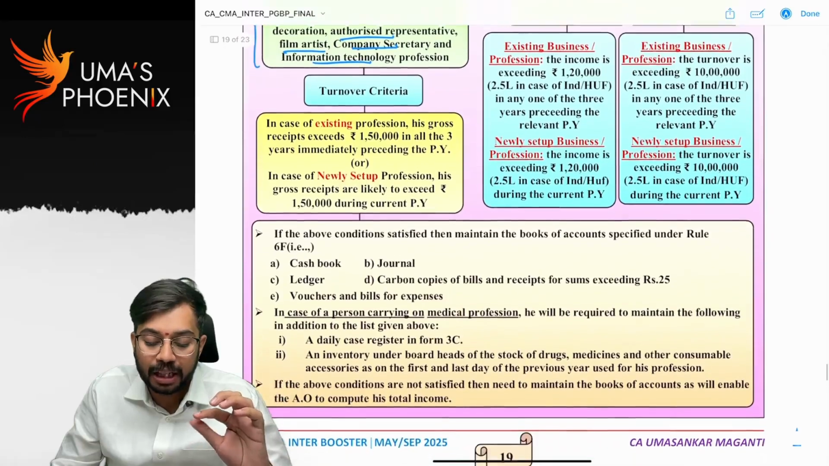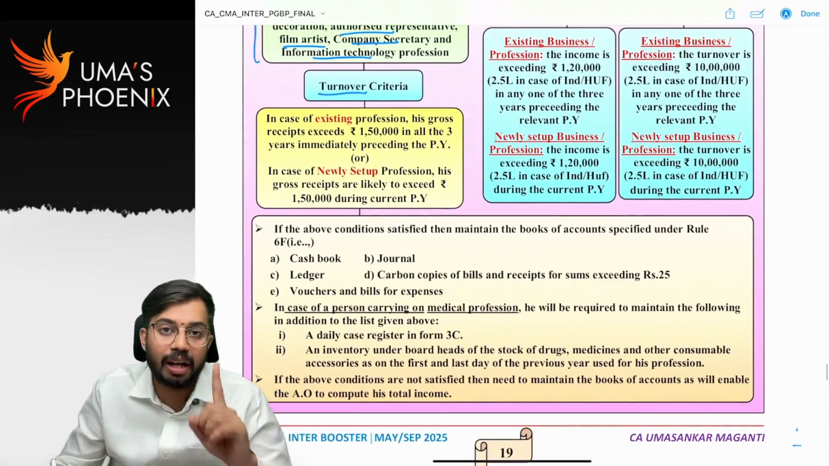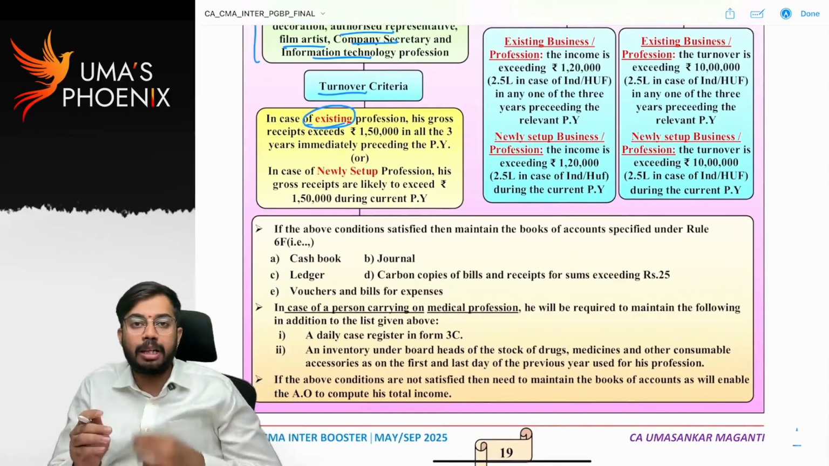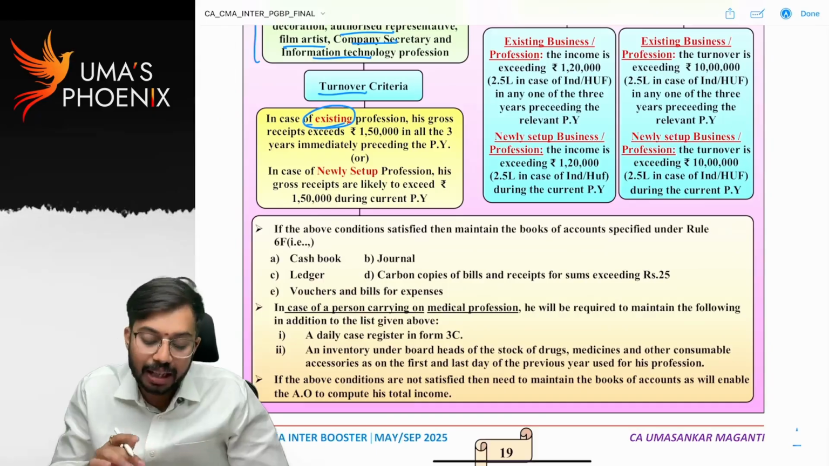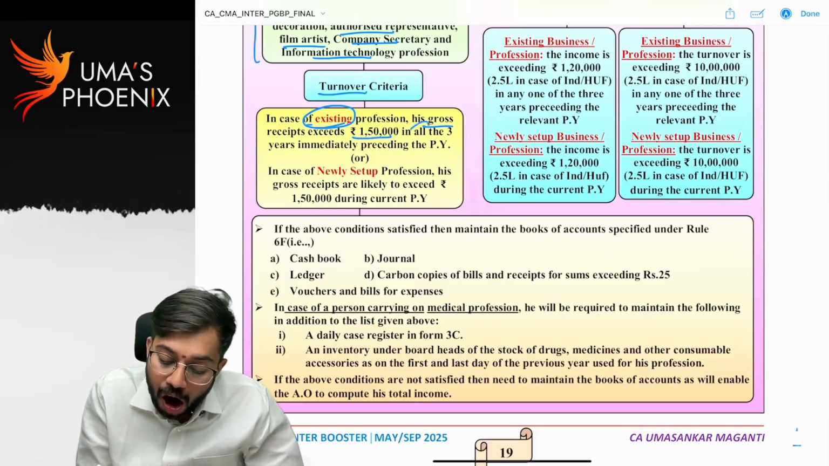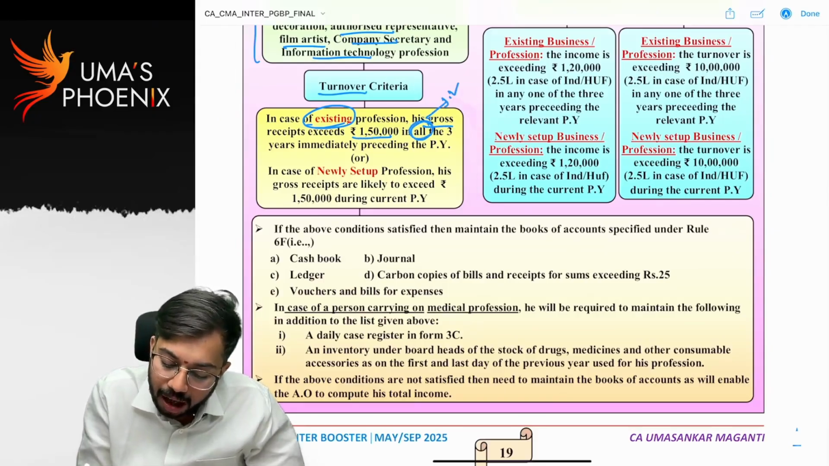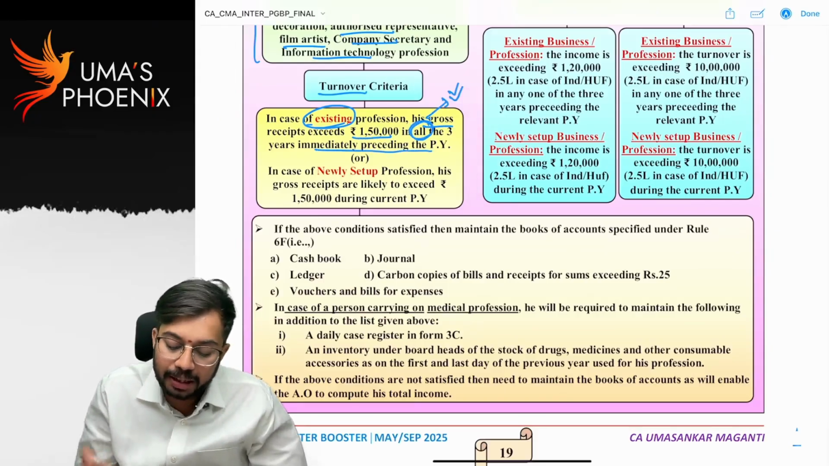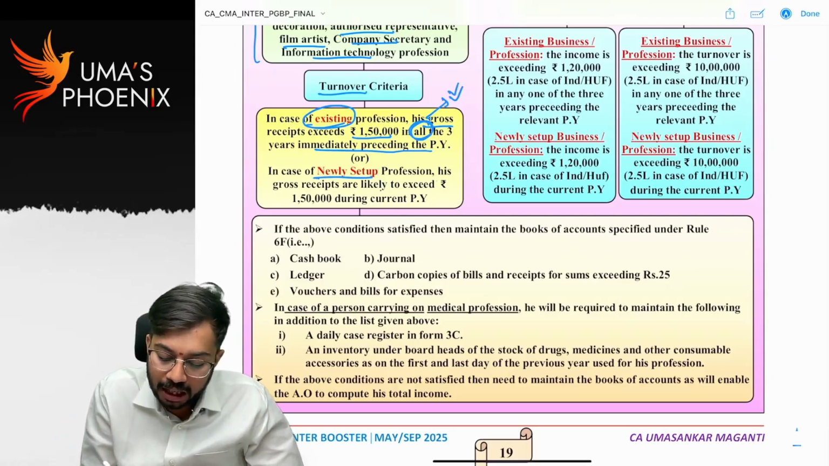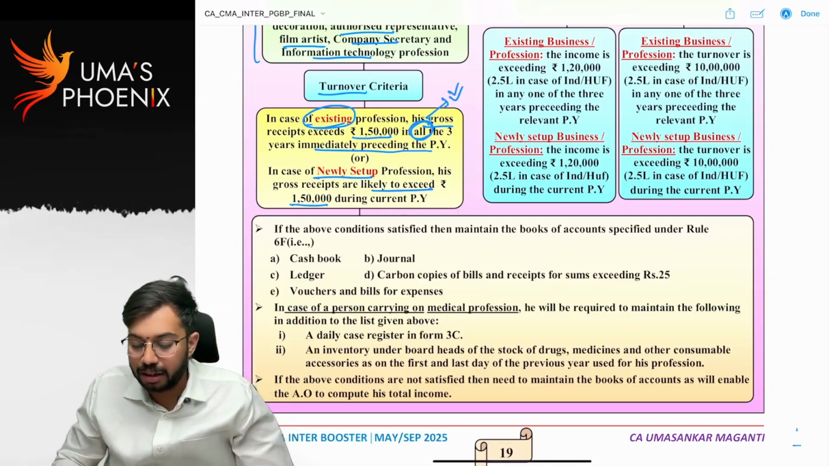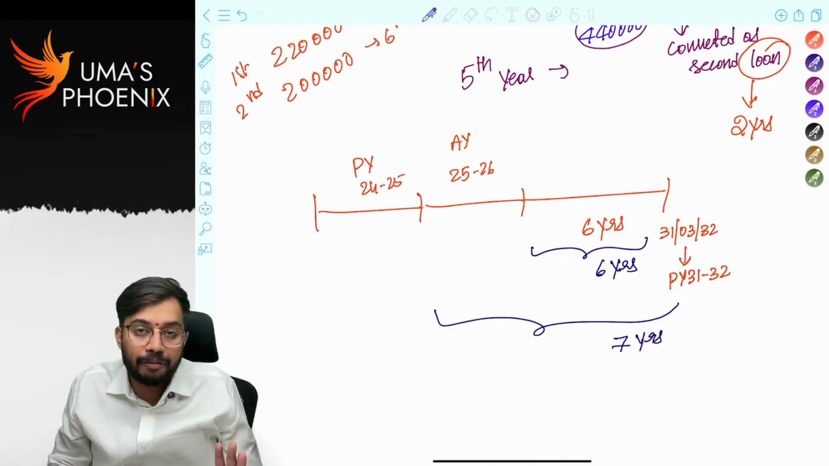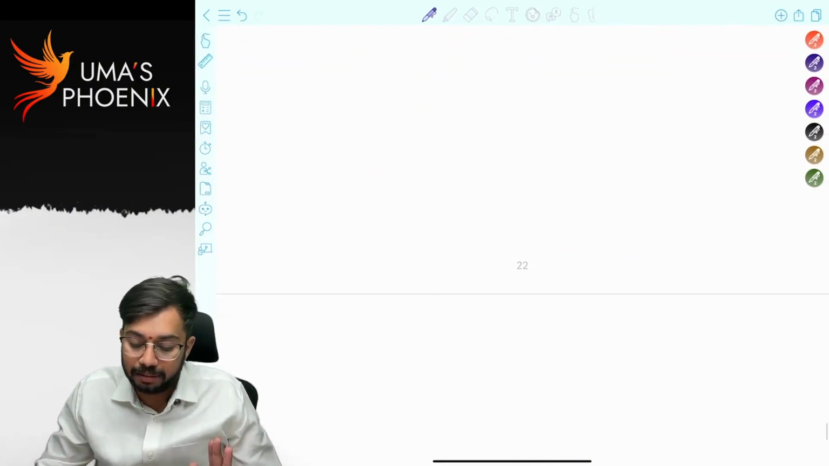For notified professionals, we will check turnover. There is only one criterion, the turnover criterion. In case of an existing profession, that means if the profession is already in existence, if gross receipts exceed 1,50,000 in all the 3 years, very important, all the 3 years immediately preceding the previous year. In case of a newly set up profession, his gross receipts are likely to exceed 1,50,000. So for an existing profession, we will check the last 3 years. For a newly set up profession, we will check only the current previous year.